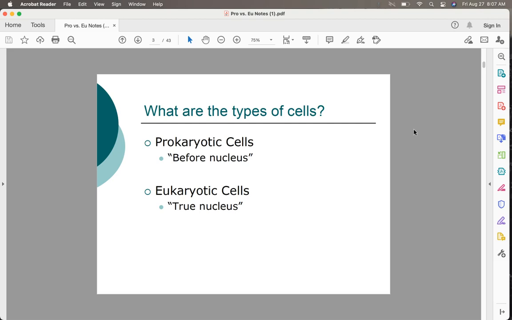And the word prokaryotic literally means before the nucleus. Technically before the kernel, but they're referring to the nucleus as the kernel. Okay, so pro means before, and karyotic is referring to the nucleus. For eukaryotic organisms, eu means true. So this contains a true nucleus or a true kernel.